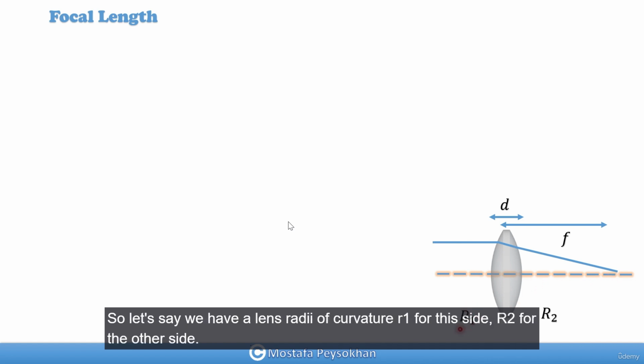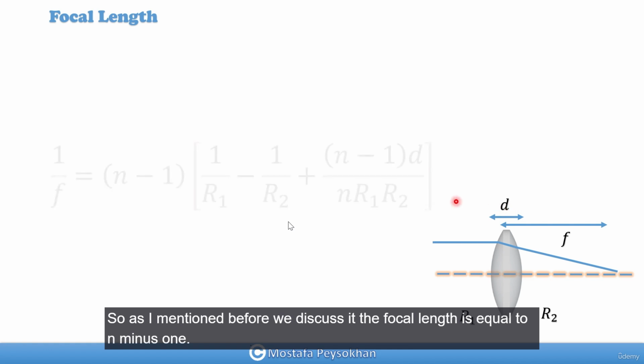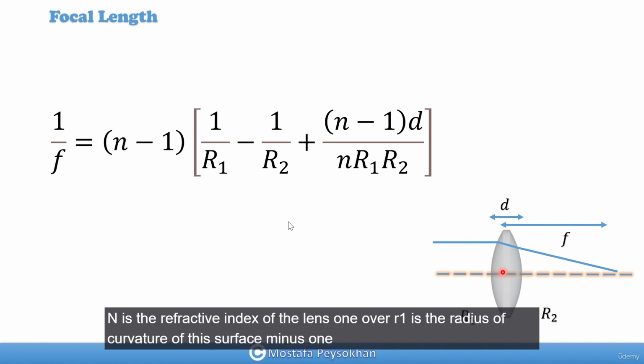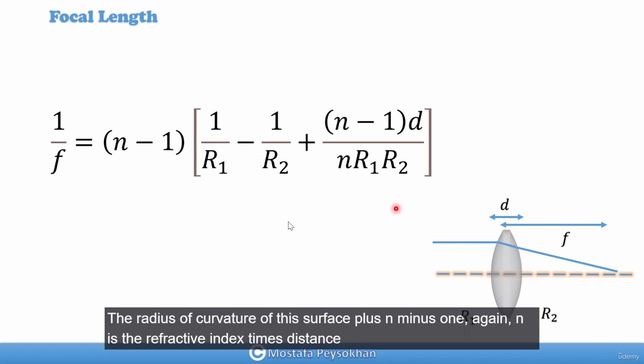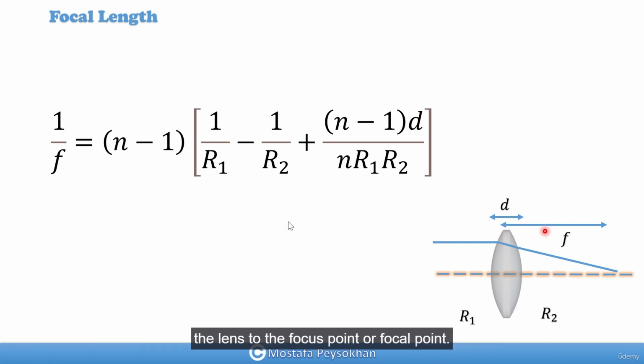So let's say we have a lens, radius of curvature R1 for this side, R2 for the other side. The thickness is D. As I mentioned before, the focal length is equal to (n minus 1), n is the refractive index of the lens, times (1 over R1, the radius of curvature of this surface, minus 1 over R2, the radius of curvature of this surface, plus (n minus 1), again n is the refractive index, times the thickness D over n R1 R2). So if we put all values into this equation, we can get the focal length, which is the distance from the lens to the focus point or focal point.